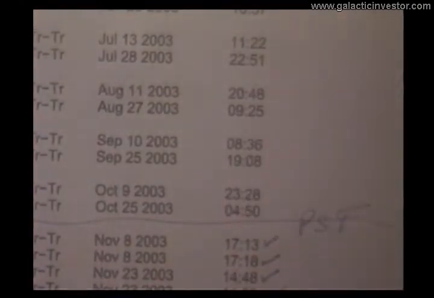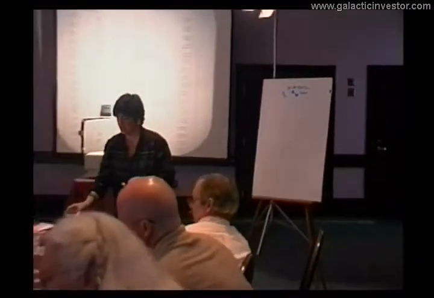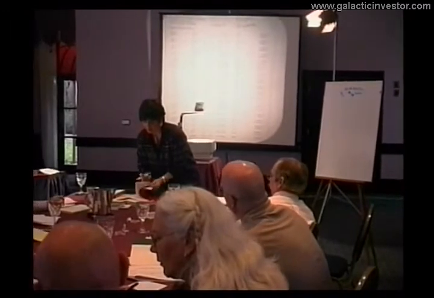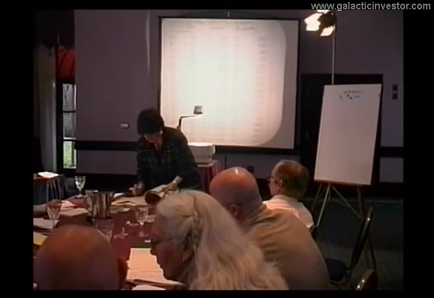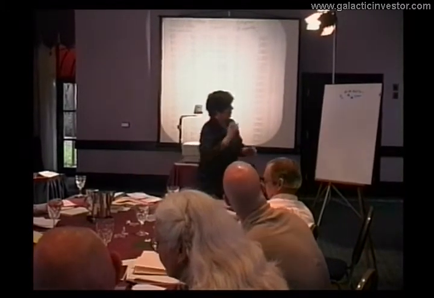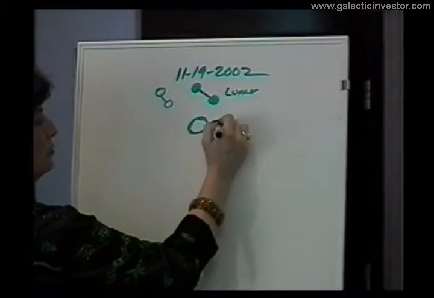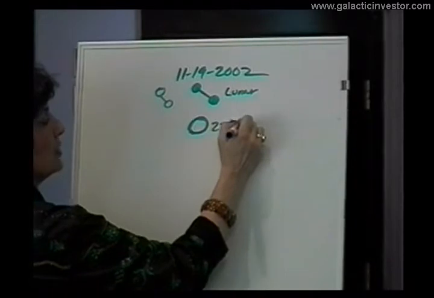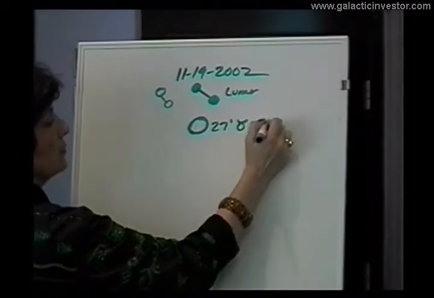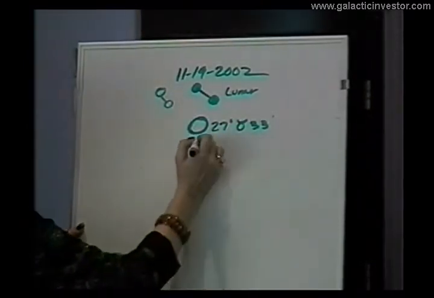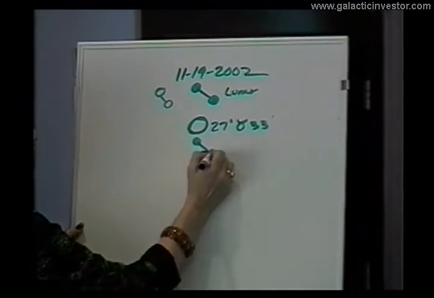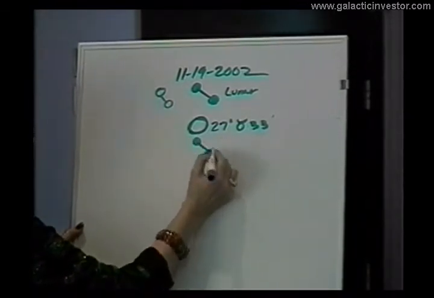Now, let's go back to November 19th of 2002. In fact, I want to make sure I get this right. I think it was 27 or 28, but I just want to check. Yeah, it was 27:33. On that day, there was a full moon, 27 degrees Taurus, 33 minutes. It was also a lunar eclipse. That's how you see a lunar eclipse, like an opposition filled in, all right?